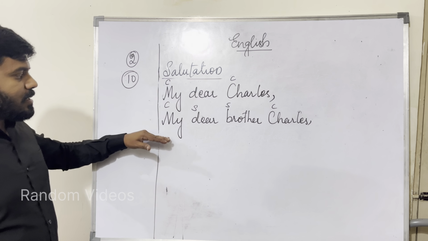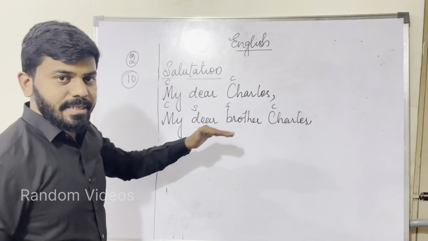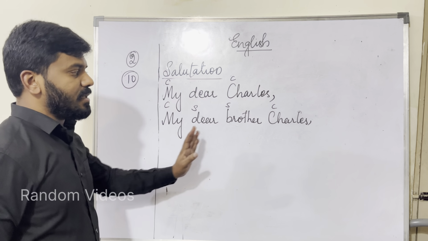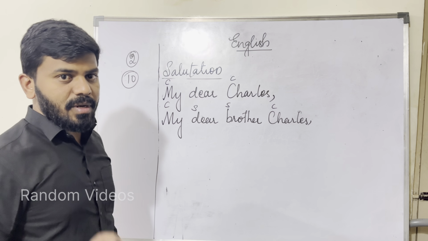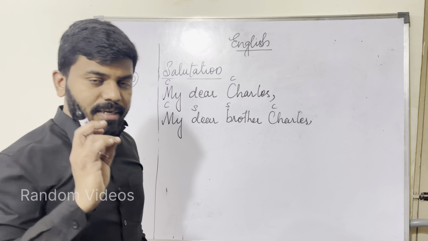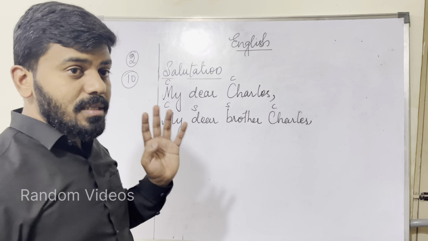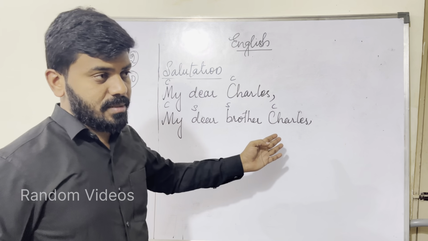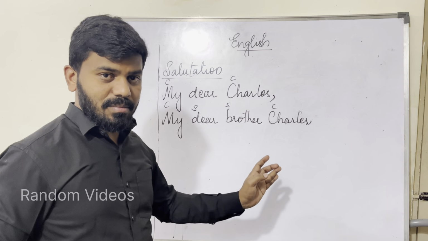Okay, if you are writing to your uncle, "My dear uncle, name." D and U should be small letters, M should be a capital letter. The name of your uncle begins with a capital letter. When you are writing to your father, mother, grandfather and grandmother, in these four instances, you should not write the names. For the rest of the relations, you must write the names.